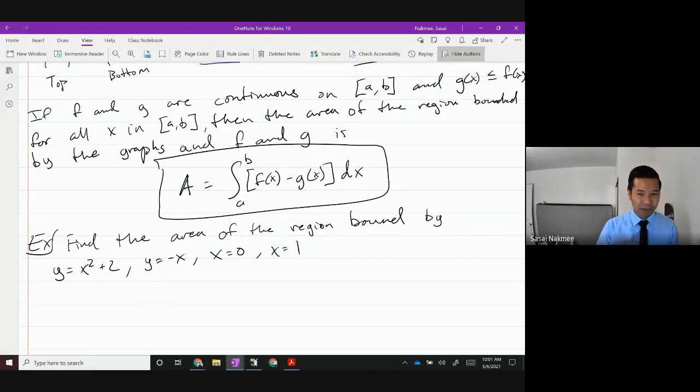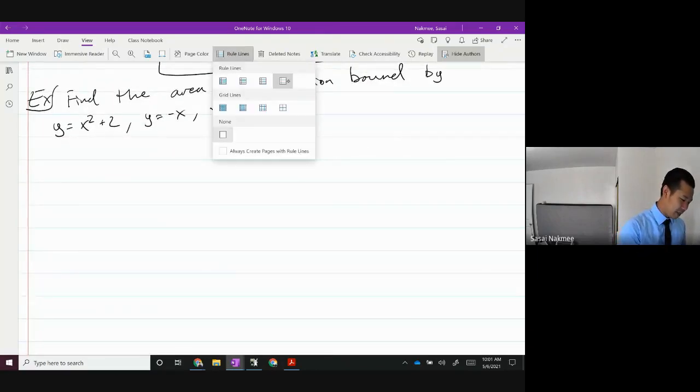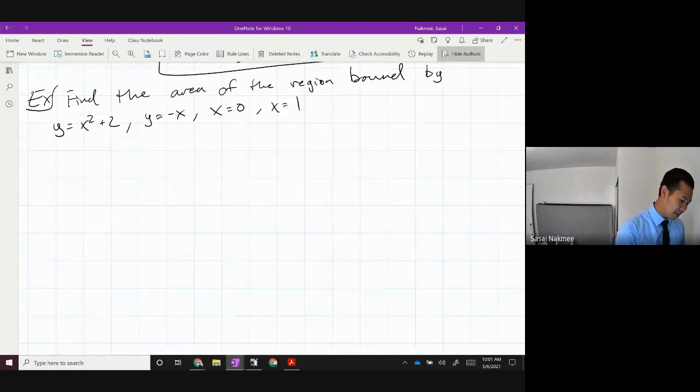Yeah, let's just keep that in mind if you guys are doing that stuff. But anyways, take off these lines. What am I doing? Always create pages with ruled lines. Hey, you could do grid lines. Anyways, go back to none.